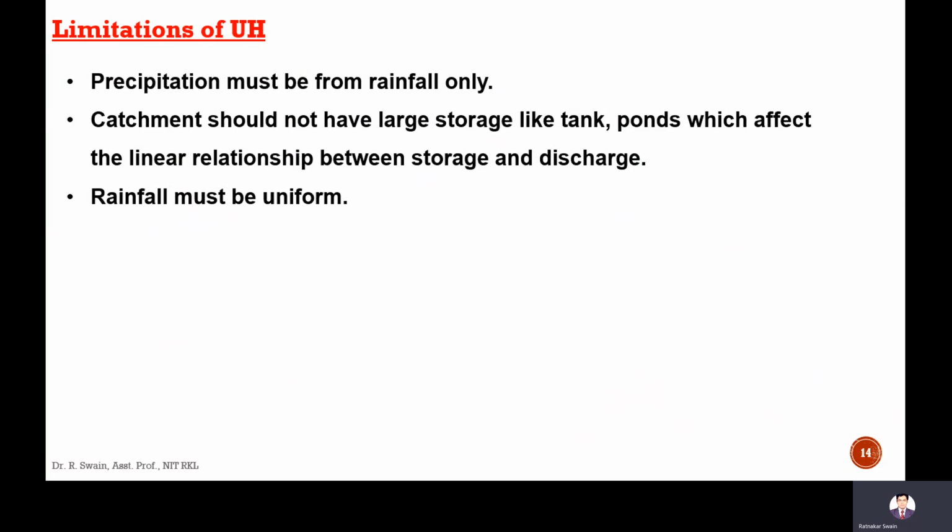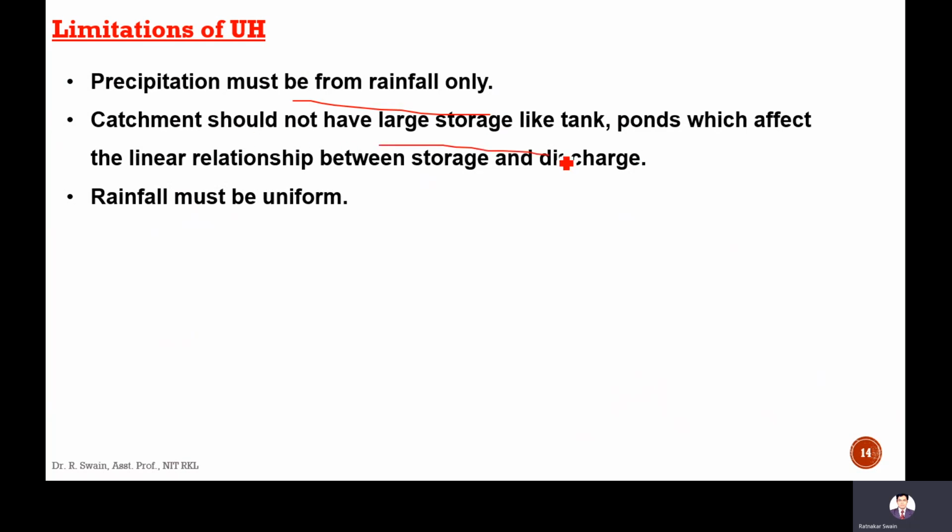Till now we discussed this unit hydrograph. What are the uses of unit hydrograph? For flood estimation, for determining the flood hydrograph, the unit hydrograph is used. Next is the limitation of unit hydrograph. What assumptions are taken, in which case can the unit hydrograph not be applied? The precipitation must be rainfall only. If there is snowfall, then the unit hydrograph cannot be used.